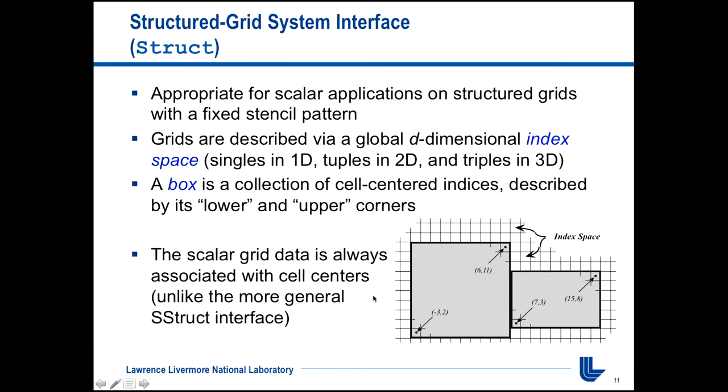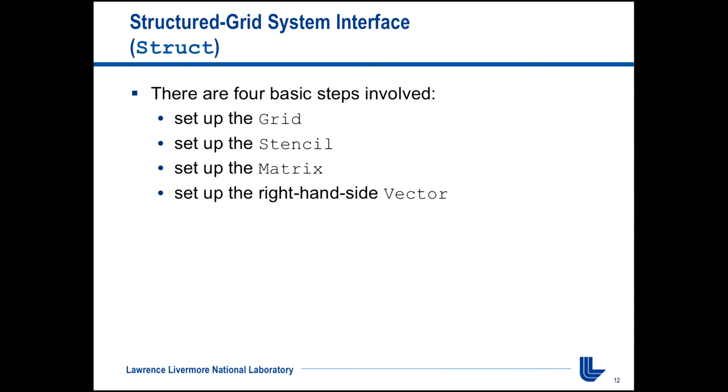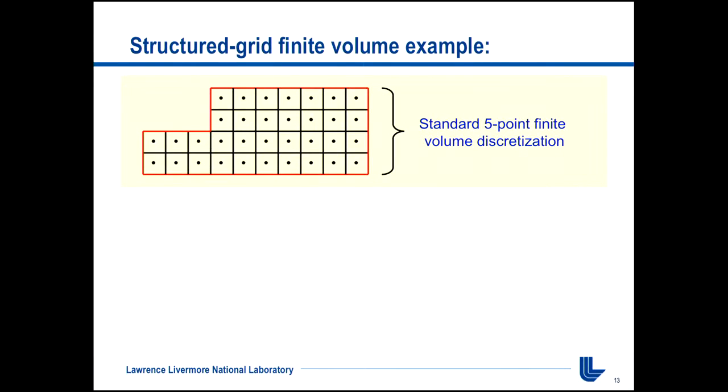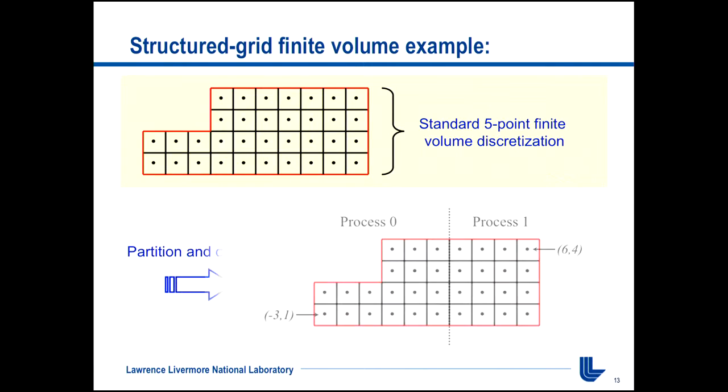Okay? And in the struct interface, we usually think of the data as being associated with the cell center in this picture. Now, to build the linear system, there are basically 4 objects that need to be built: a grid, a stencil, then the matrix, and then the vector right-hand side. I'll go through that for a simple example here, a 2D Laplacian. This is the grid I'll use, with a standard finite volume discretization, so we have a 5-point stencil.